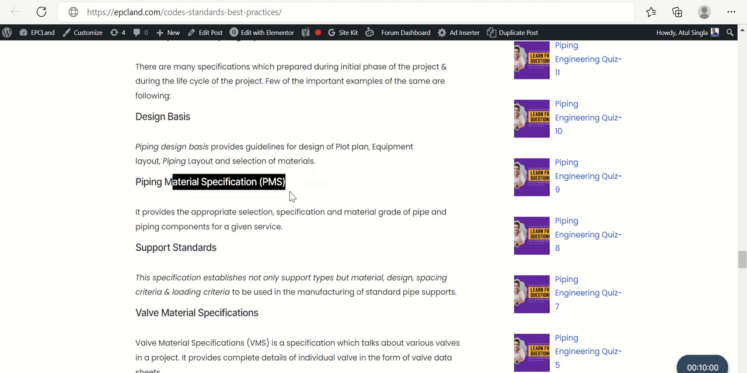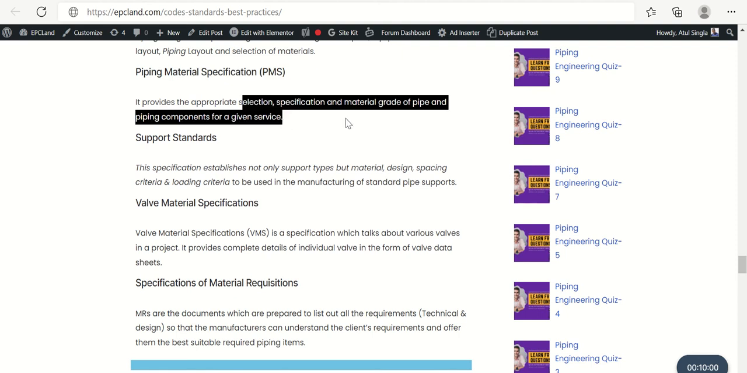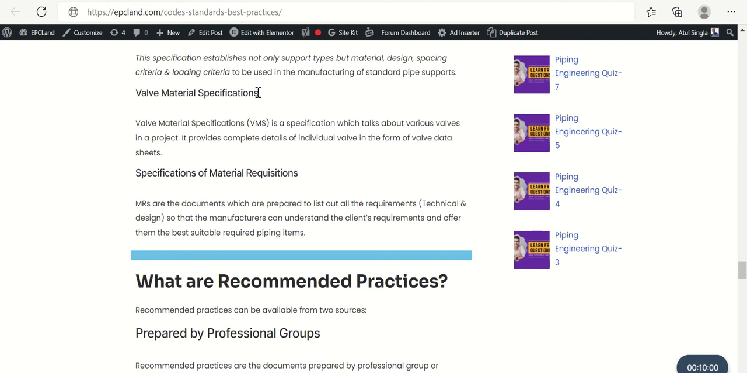Then PMS is there, which we have already discussed. Selection, specification, material grades, everything will be defined in this specification. Support standard: here again, type of supports, what kind of material, loading, spacing criteria, everything will be defined in that particular specification. Then valve material specification. VMS is a really very important document which talks about the various valves in the project, along with the complete process detail and performance detail, all parameters in the form of process valve data sheets. So again, this is a very important specification.